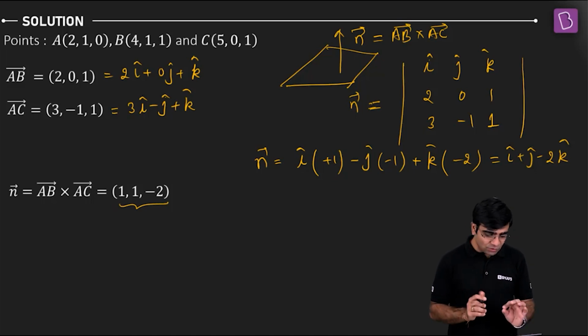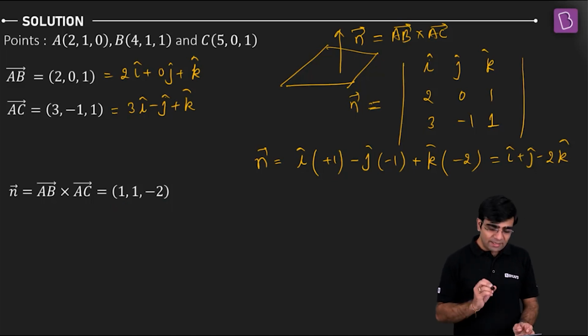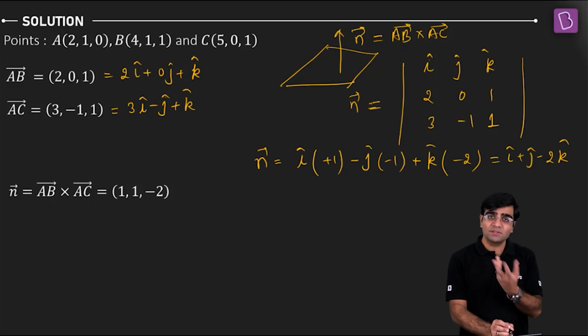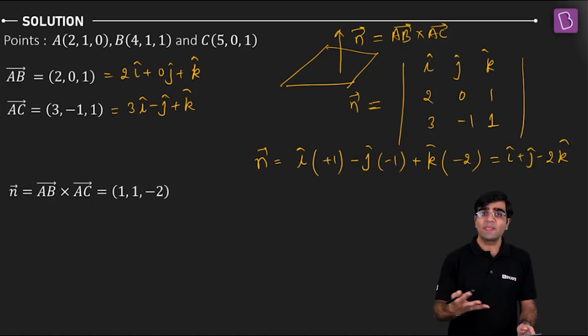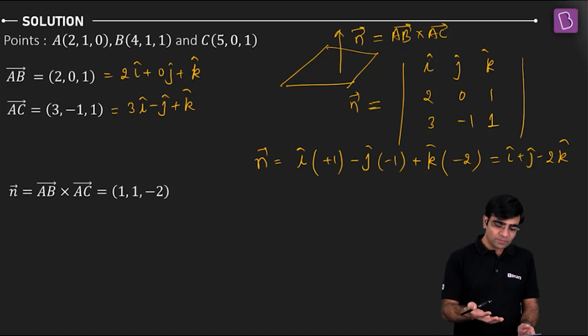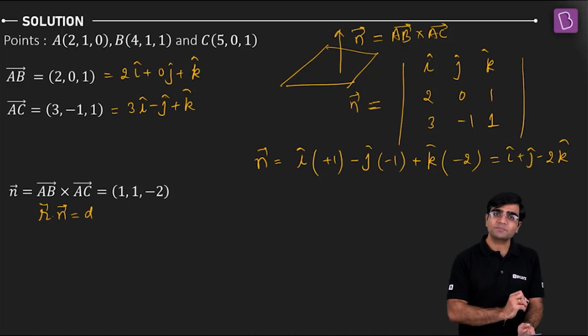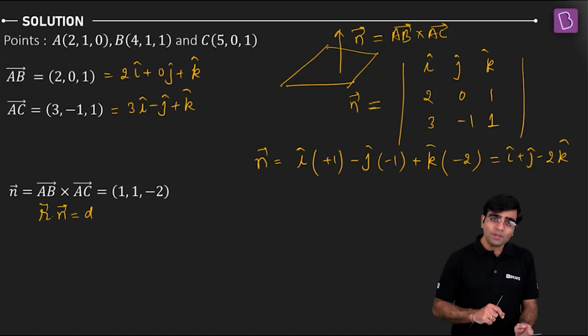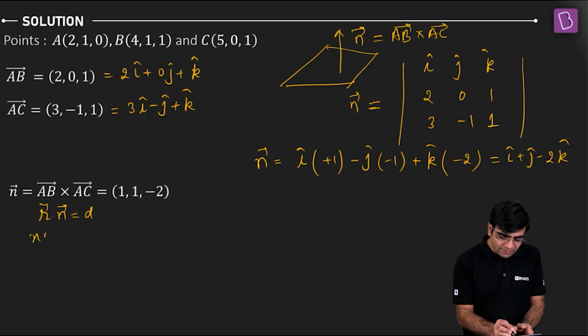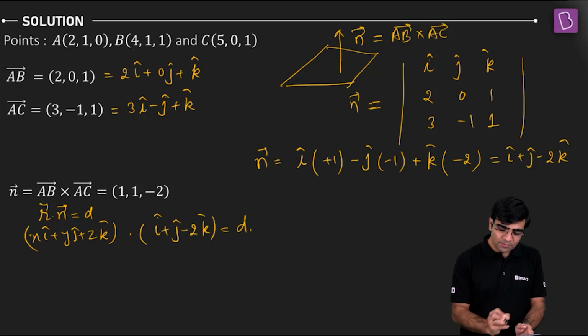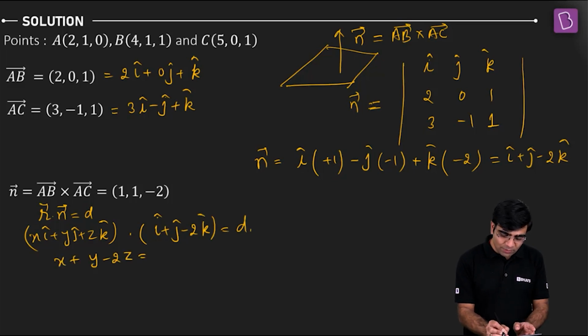Okay, so when you have this normal vector, what does the idea say? The equation for a plane whose normal vector is this, in vector form, is r dot n equal to d. D is a simple constant, right? So vector r is xi plus yj plus zk. Vector n is the one written over here, i plus j minus 2k, and equal to d. So I got the equation as x plus y minus 2z equal to d.